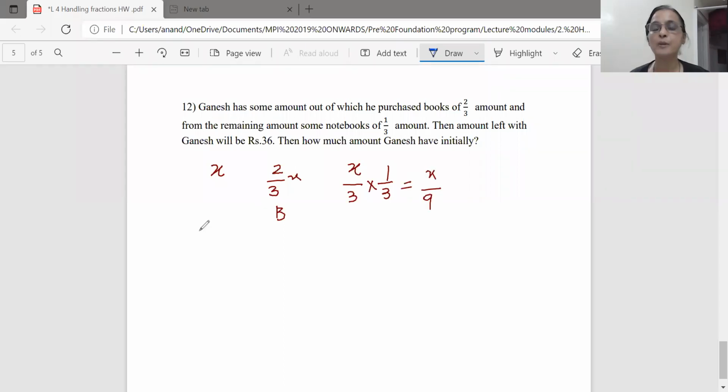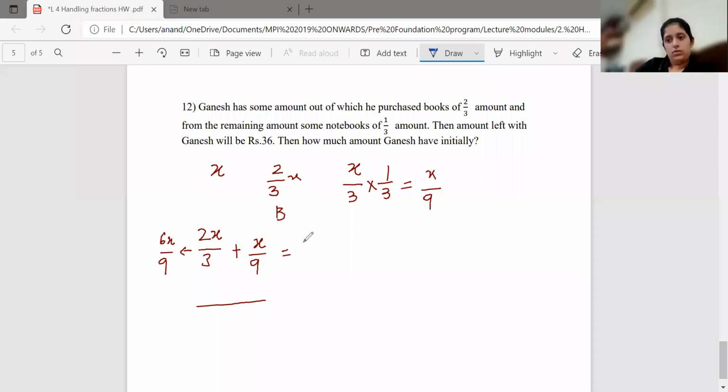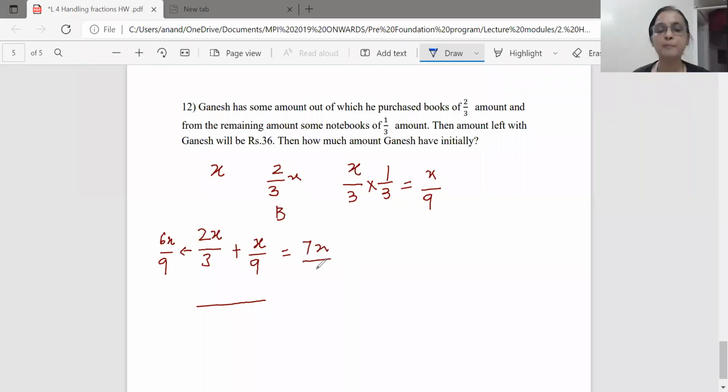So totally how much I've spent? I've spent 2x upon 3 plus x upon 9. If I add this by LCM method or by converting this into an equivalent fraction, 2x upon 3 will be 6x upon 9. So I will get the answer as 7x upon 9 is spent. And therefore, how much amount remains? 1 minus 7x upon 9, that will be 2x upon 9 remains, which is equal to 36.